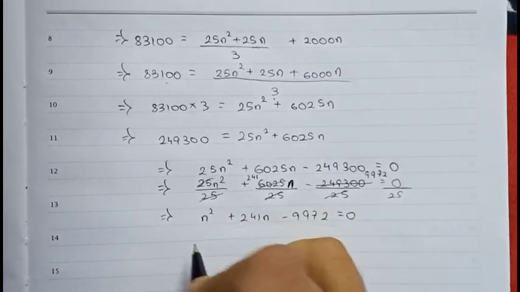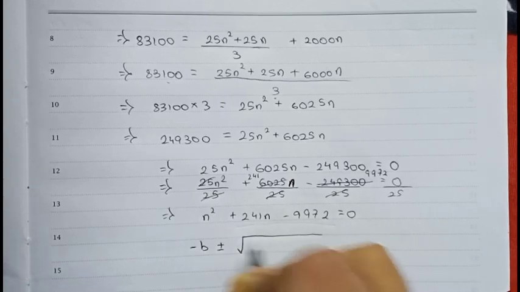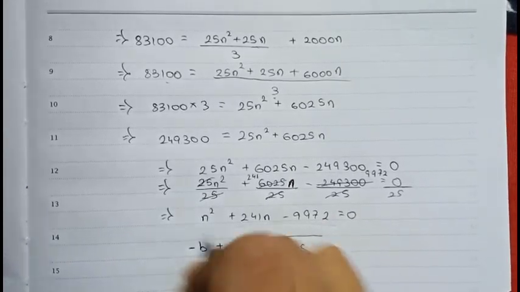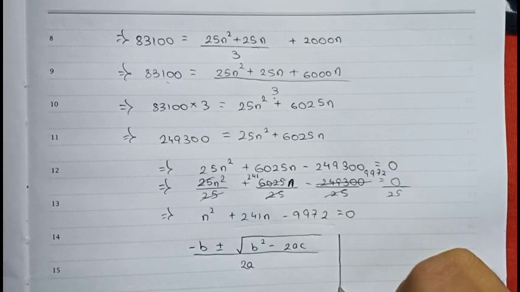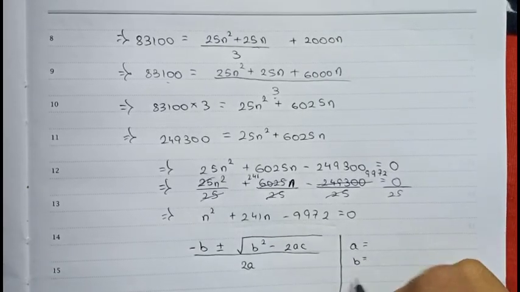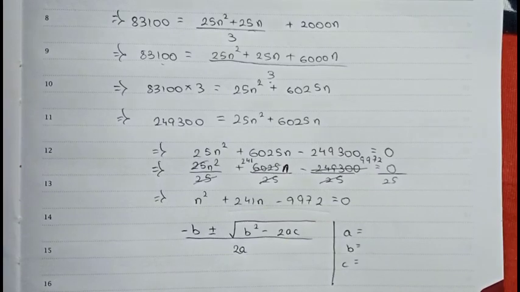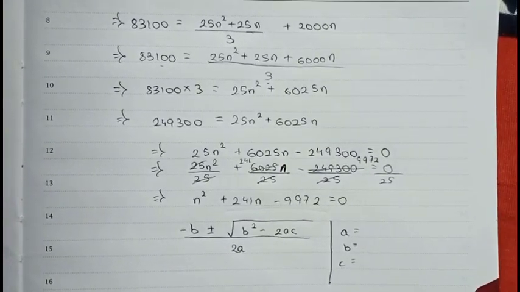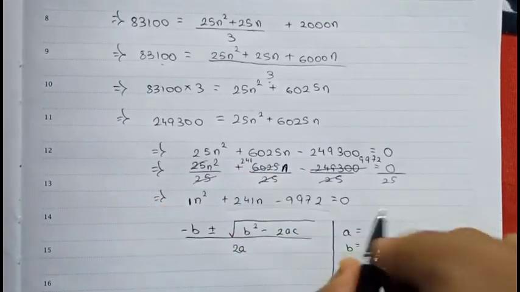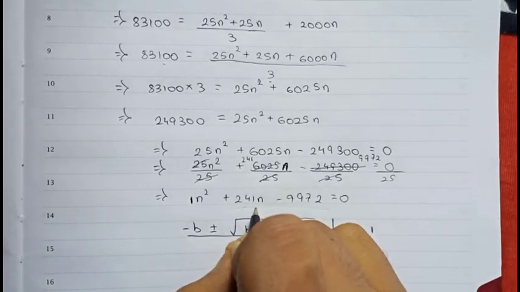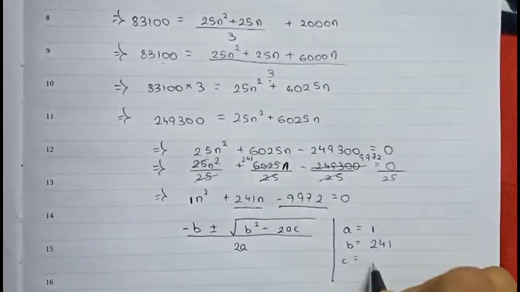So we'll use this formula: minus b plus minus root over b square minus 4ac by 2a. So first we will find what is a, what is b, and what is c. a means the coefficient of n square. There is no visible coefficient, but it is 1 only. So a value will be 1. b will be the coefficient of n, so it will be 241. And c will be minus 9972.